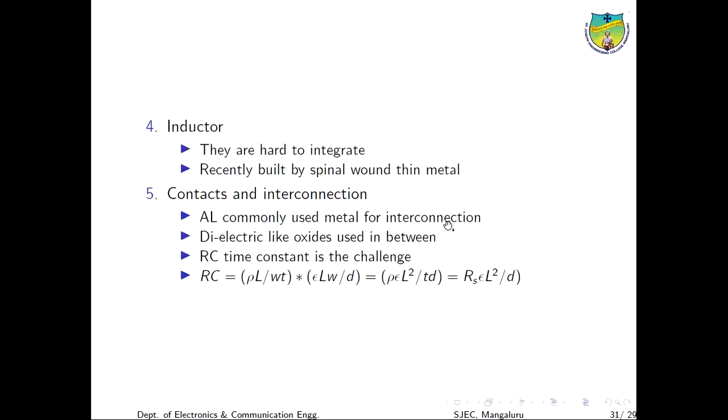Moving on to the contacts and interconnection. During the metallization process, various regions of each circuit element are connected and proper interconnection of each circuit element is made. Aluminum is the commonly used metal for integration on silicon, and if the base material is a gallium arsenide device, then gold is used for interconnection. Silicide contacts and doped polysilicon contacts are commonly used in integrated circuits.